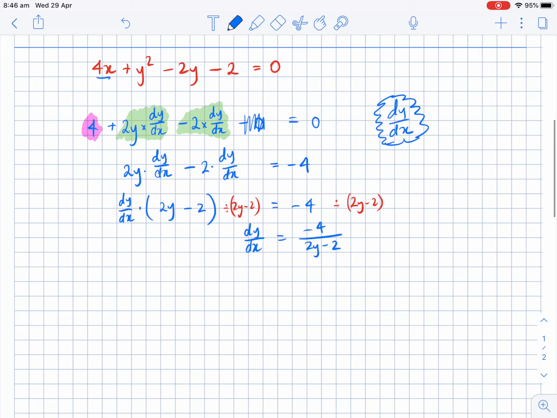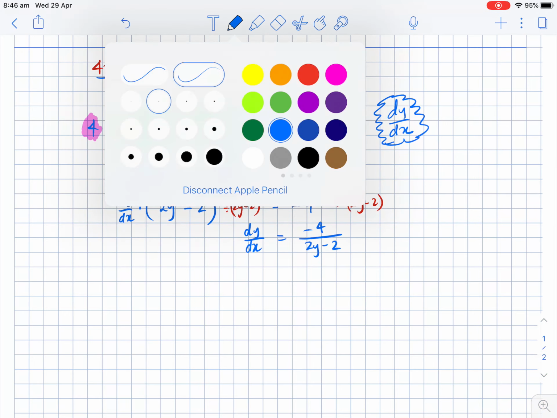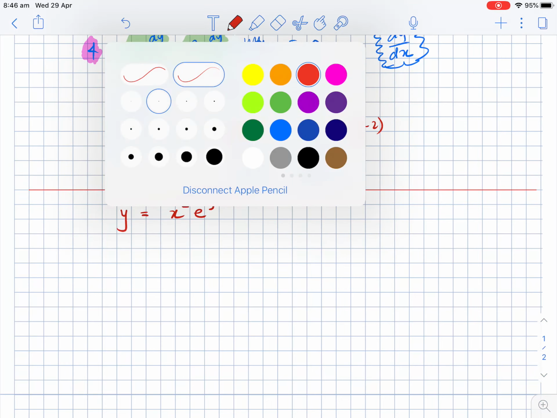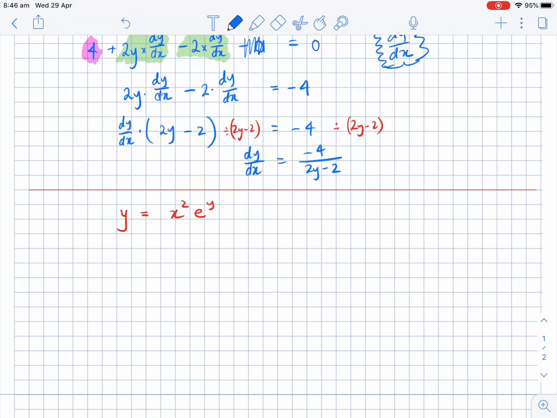So relatively simple once we start using that shortcut and don't overcomplicate it for ourselves. Alright, the third example will get a little bit more complicated, and I'll explain why in just a moment. But our third example is y equals x squared e to the y. So what we also have to remember is, yes, I am going to differentiate the left-hand side and the right-hand side. I'm going to remember that when I differentiate anything with a y in it, I differentiate with respect to y and then multiply by dy/dx, effectively applying the chain rule.